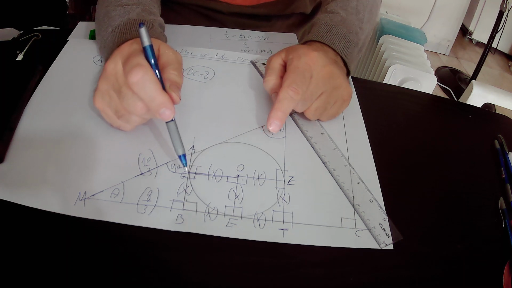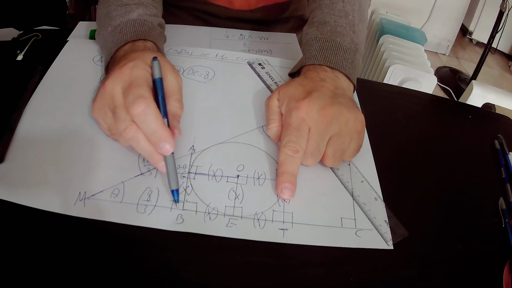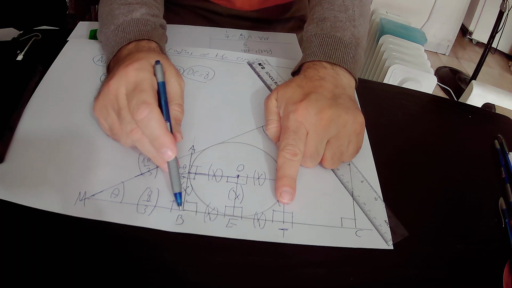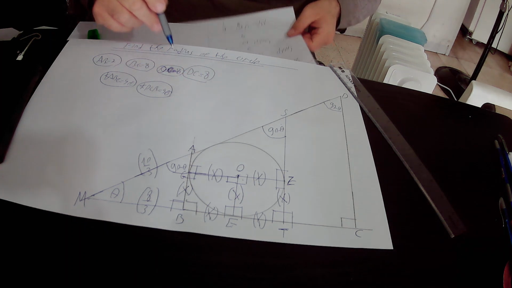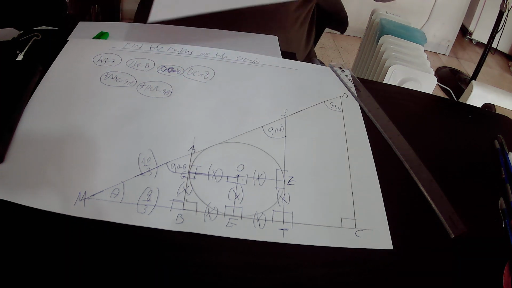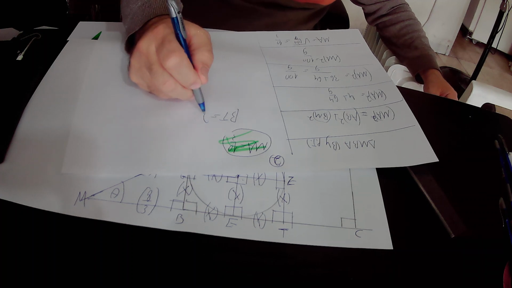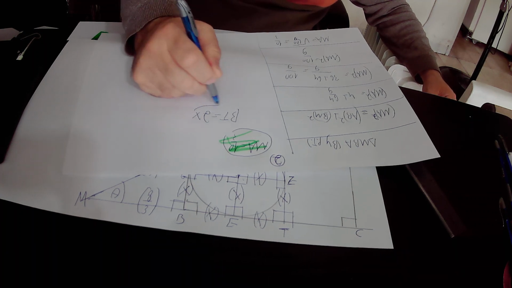In conclusion, we found out that line segment BT equals x plus x, that is 2x. So I write it down. Line segment BT equals 2x units in its length.